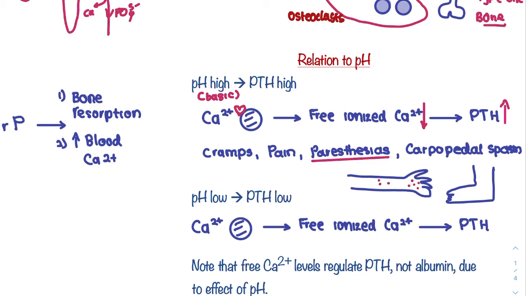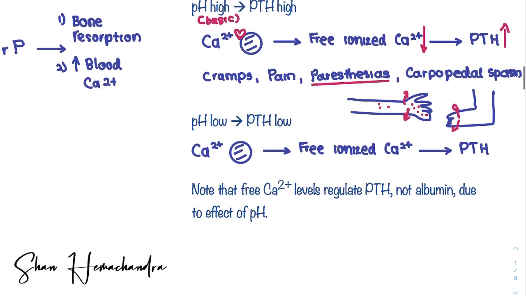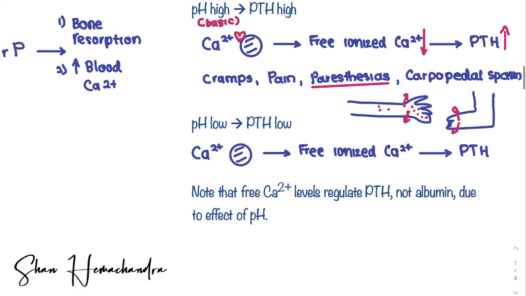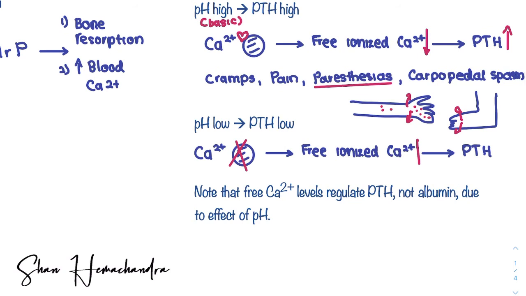So there can be cramps, pain, paresthesias, that is tingling sensation in these areas. It can be called pins and needles, and carpopedal spasms. So these muscles will spasm. Okay, that is involuntary contractions. So now, when the pH is low, the opposite happens. Albumin prefers not to bind with this calcium. So the free ionized calcium levels will go up, and the release of parathyroid hormone will be decreased.